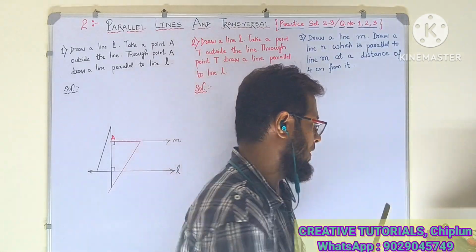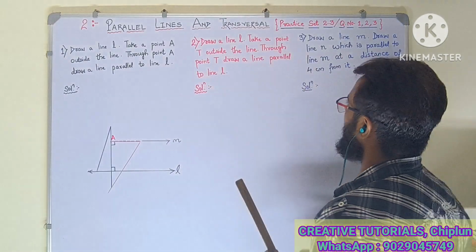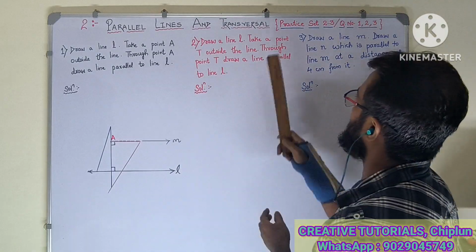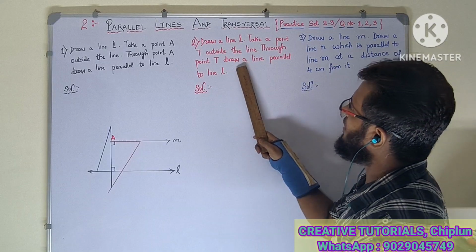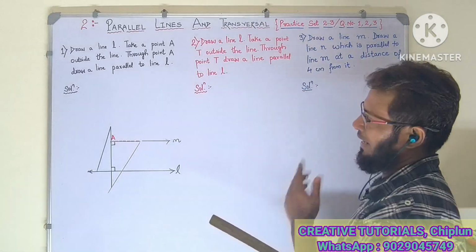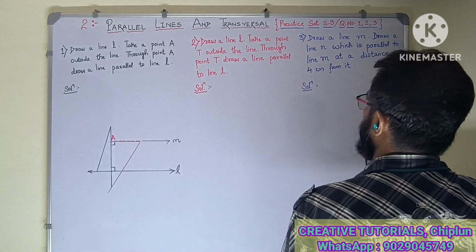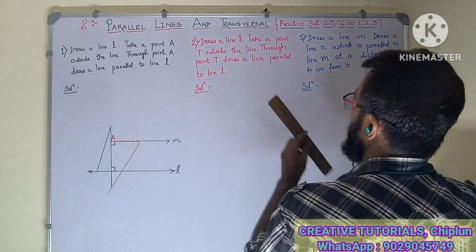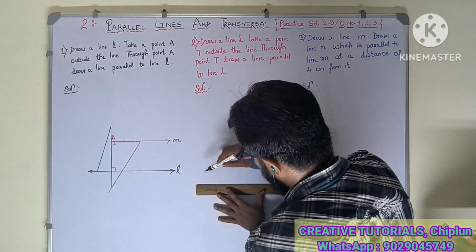Okay, then now our second question is: draw a line L, take a point T outside the line. Through point T, draw a line parallel to line N. Okay, come on, let us do this one also. Let us take our line L first. So suppose this is my line L, for example.